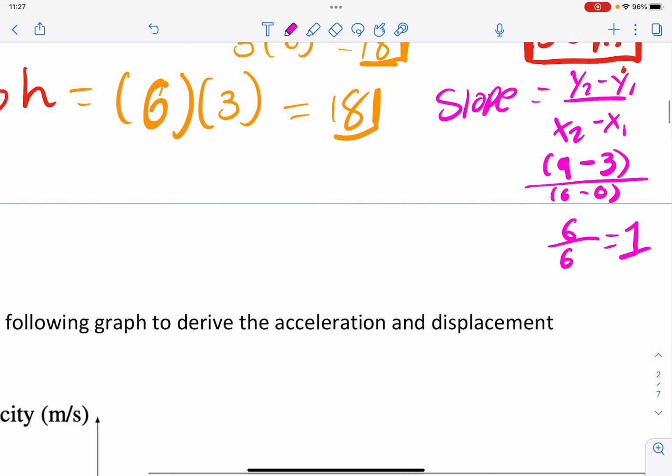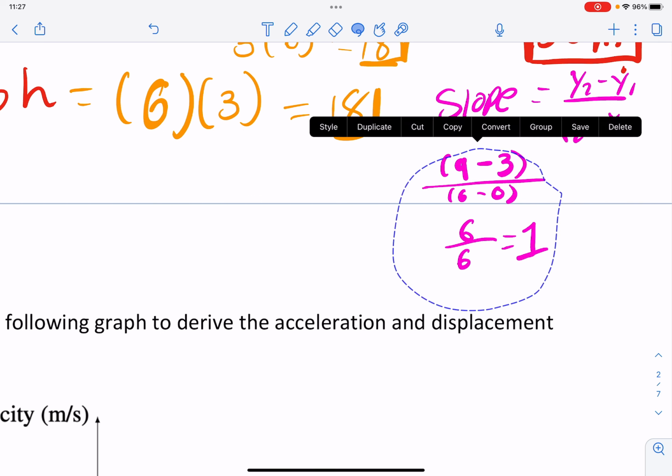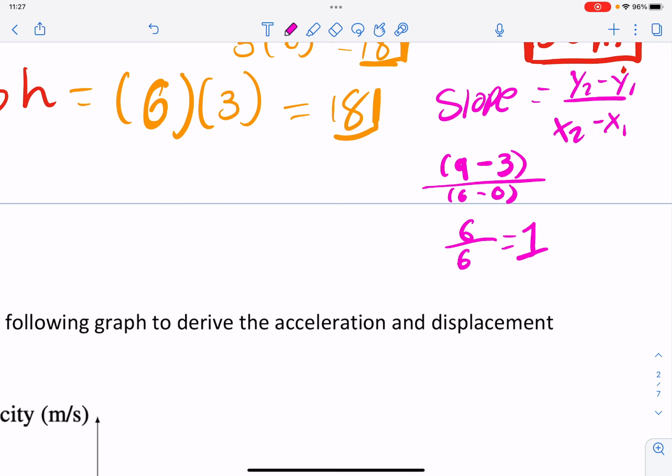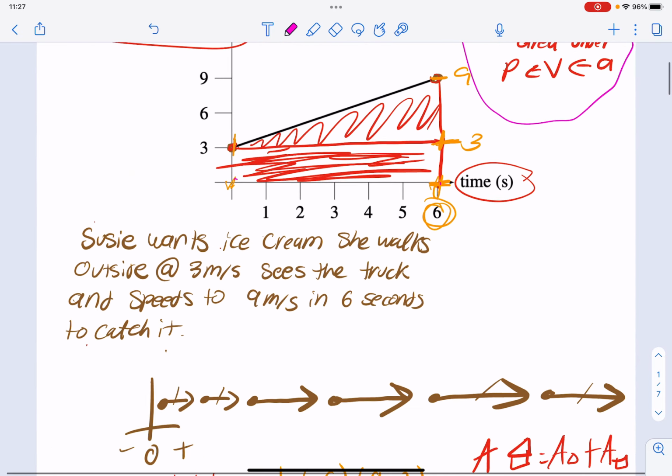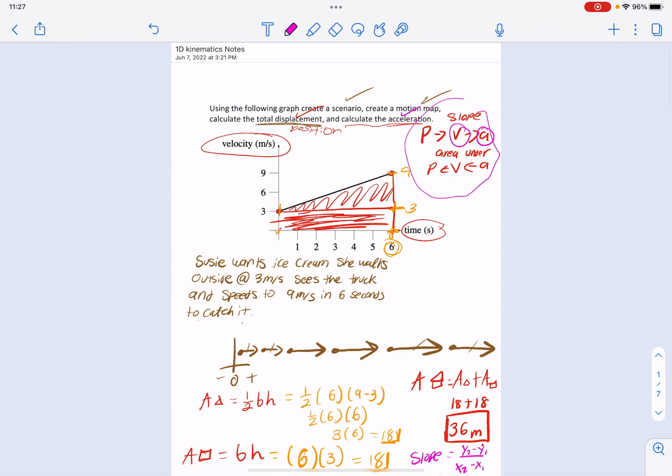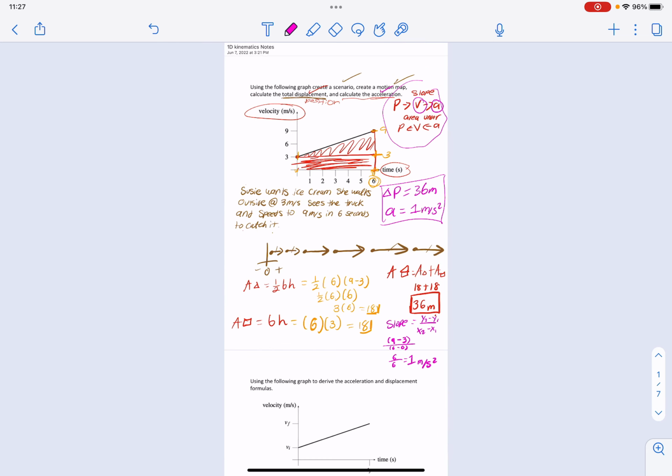1 what? We got to keep our units. So what would be the unit for this? The unit for this would be 1 meter per second squared, because this is our acceleration. So now we were able to calculate our acceleration. So our change in position was 36 meters, and our acceleration was 1 meter per second squared. And these were our final answers.